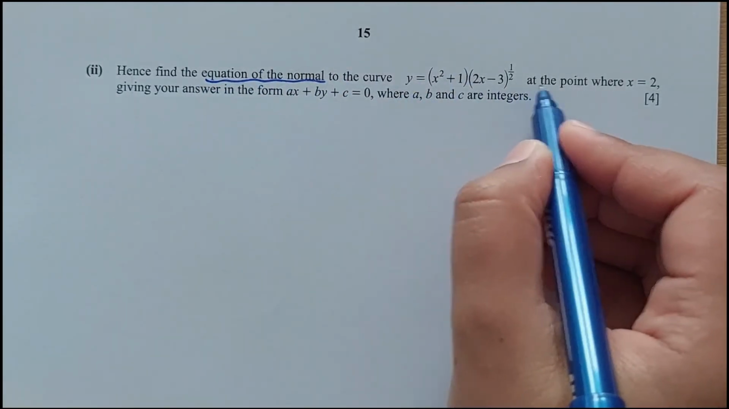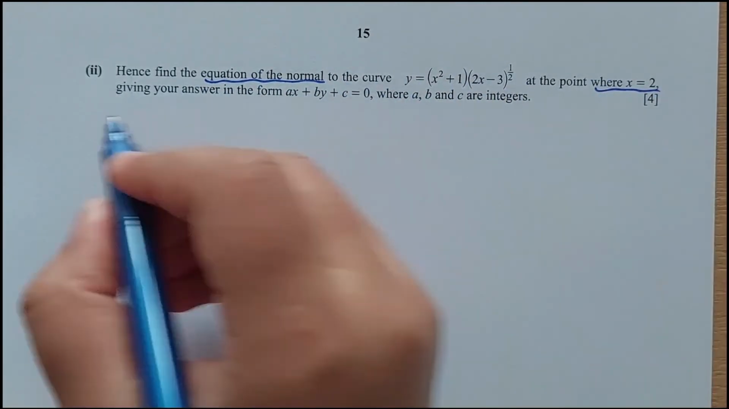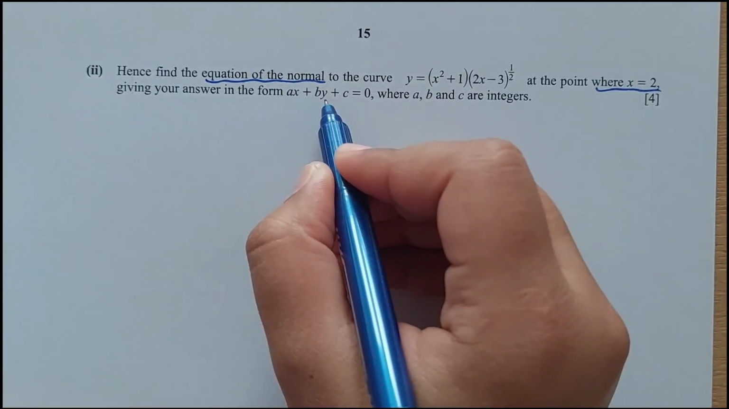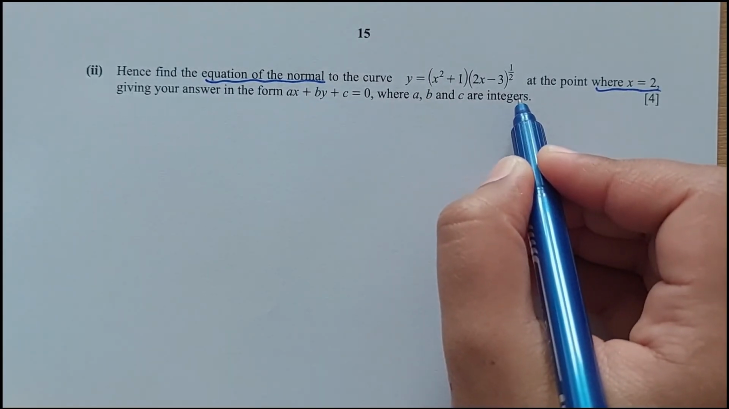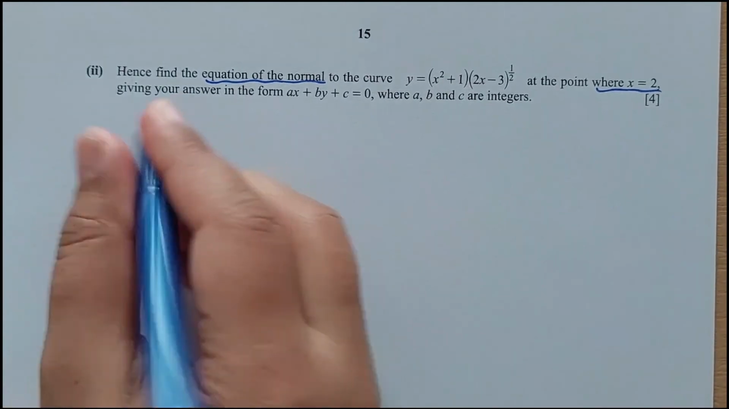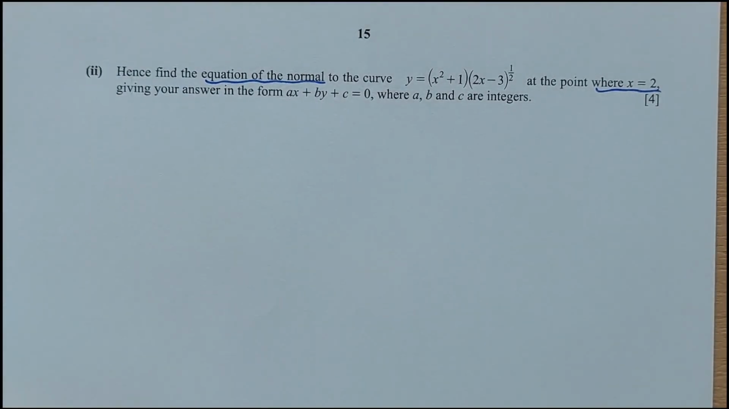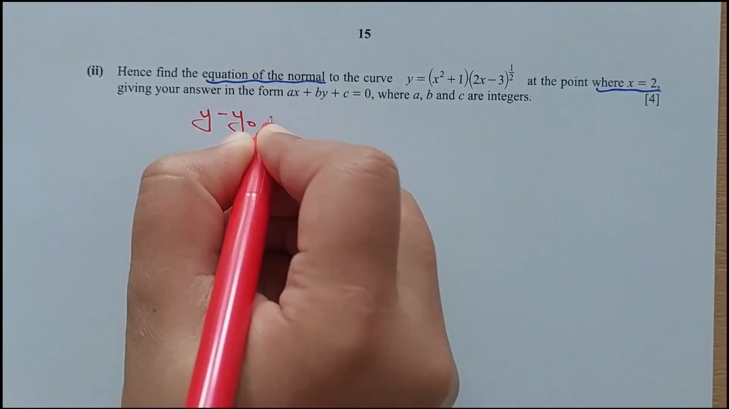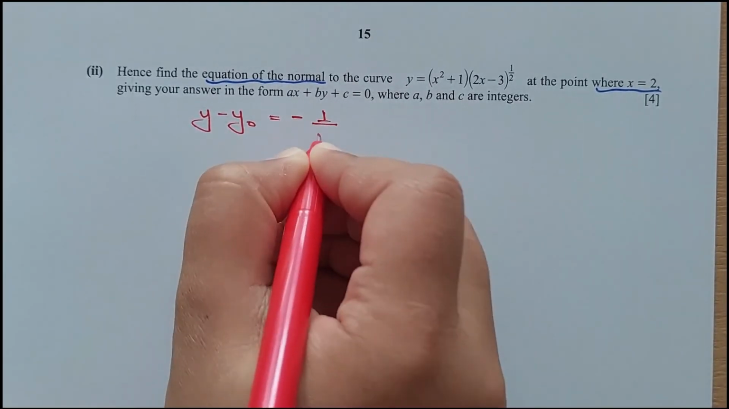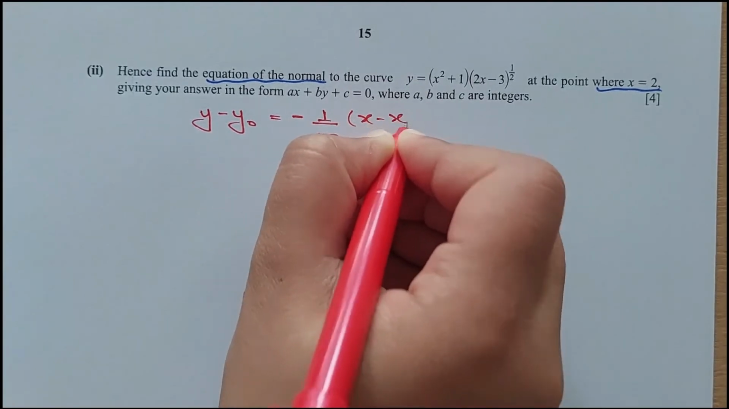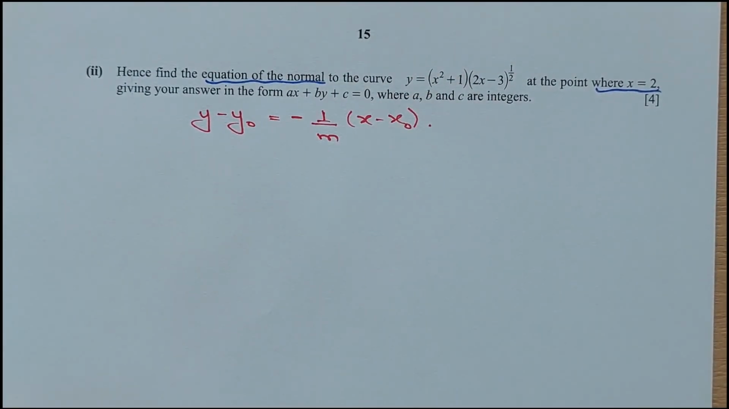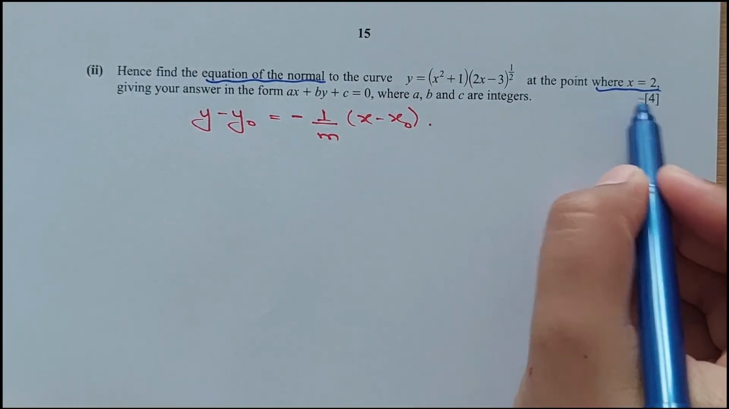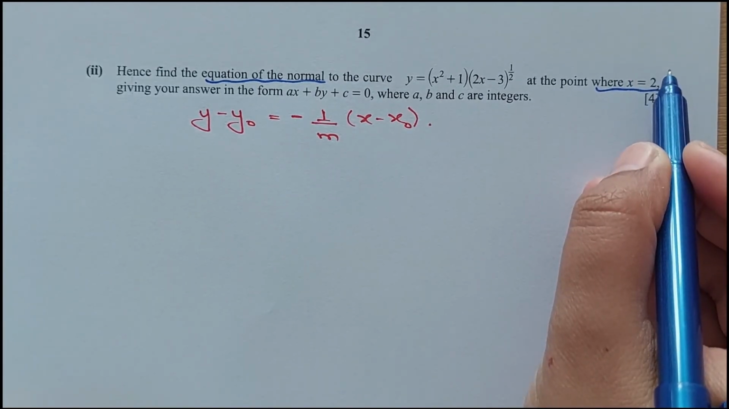Now for the second part of question number 11, hence find the equation of the normal to the curve at the point x equals 2, giving your answer in the form ax plus by plus c equals 0, where a, b, c are integers. Okay, so first let me write down the equation of the normal. The equation of the normal is y minus y naught equals minus 1 over m into x minus x naught, right? So first we need to find the point x naught, y naught. We are given the point x equals 2.